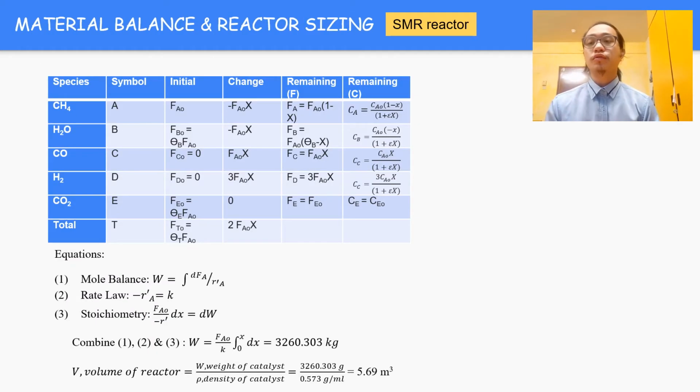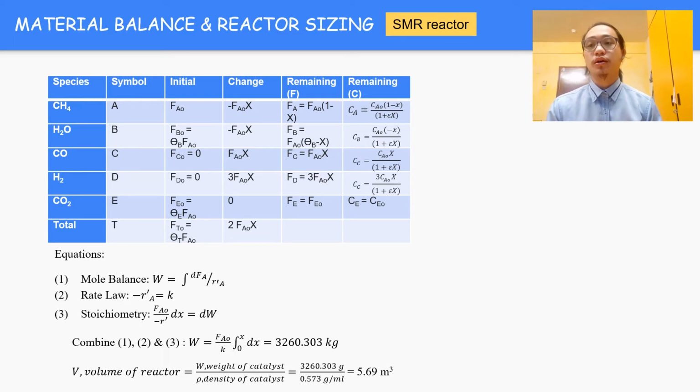Okay, so for the material balance and reactor sizing, the first one is we go through the SMR reactor first. So as you can see here, what we did is that we did a stoichiometry table first, and then by doing the stoichiometry table, we can determine the flow inlet and also the outlet of the whole component. And then by listing all the three equations, which is the mole balance equation, rate law equation, and the stoichiometry equation, we can combine it to find the total weight of the reactor.